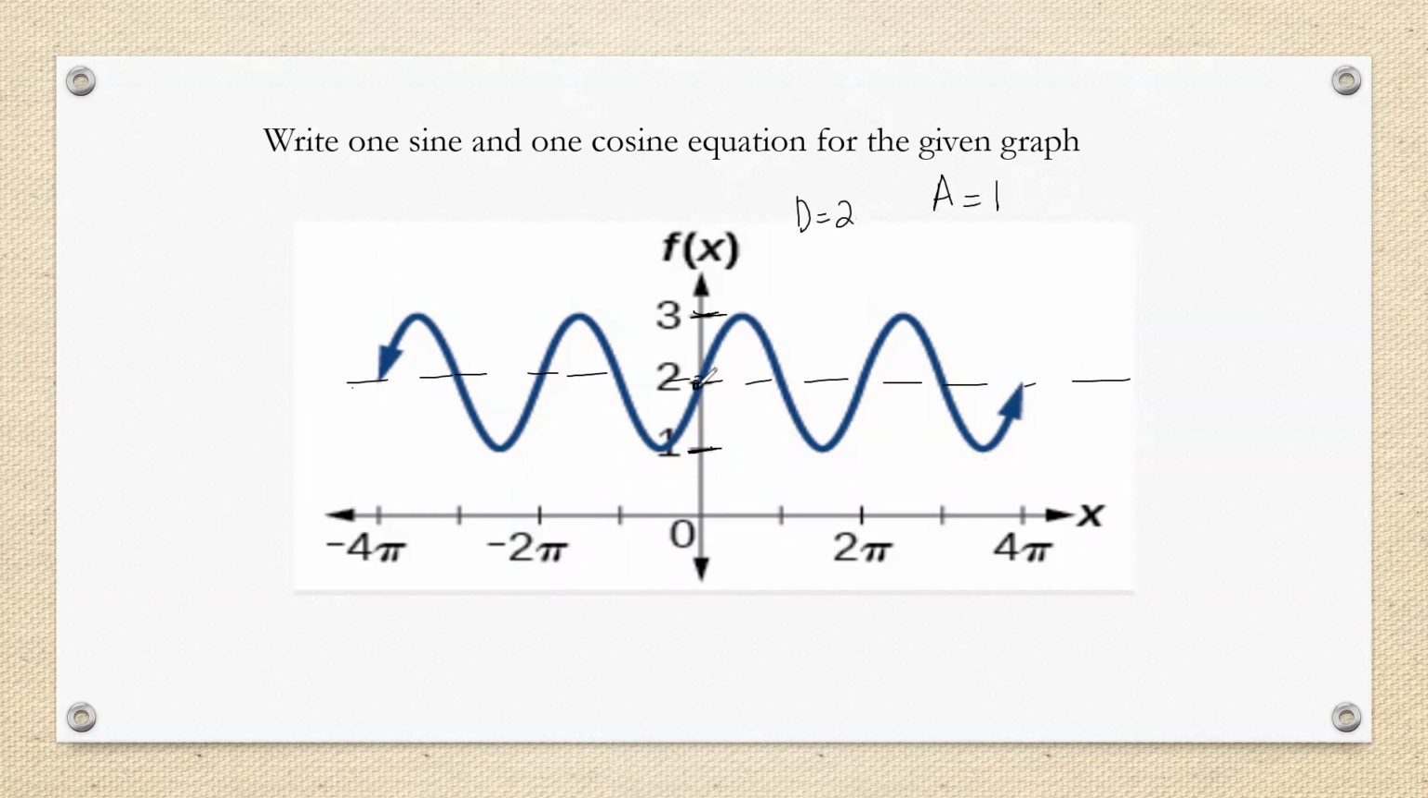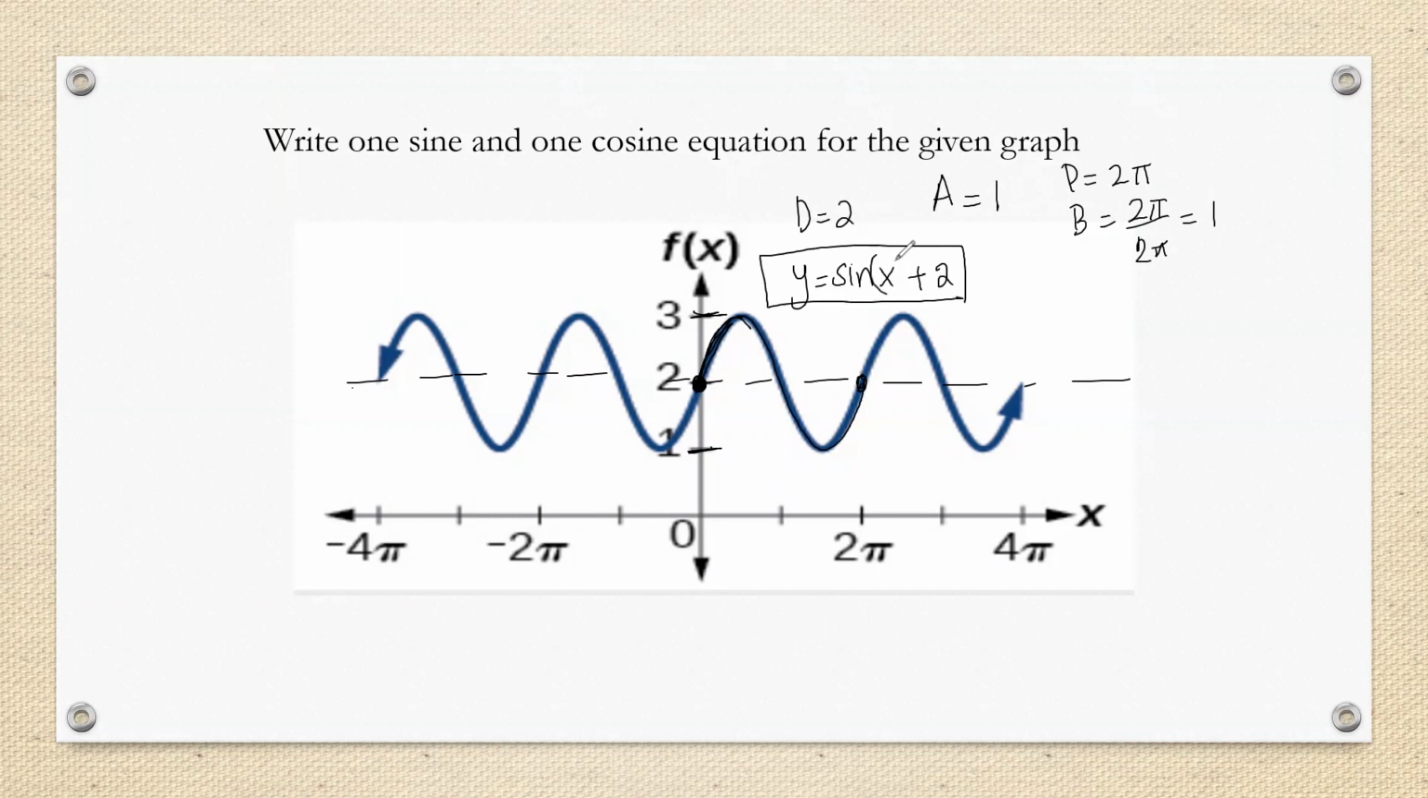If I'm looking at the sine equation, then it's at the midline at 0, so there will be no phase shift. And one cycle for the sine, which has a max, a min, and back to the midline, is 2 pi. So the period is 2 pi, which means B is just going to be 1, correct? In other words, there's no stretch or shrink in the graph. So a very simple sine equation is going to be y equals sine of x plus 2. And that pretty much is it.